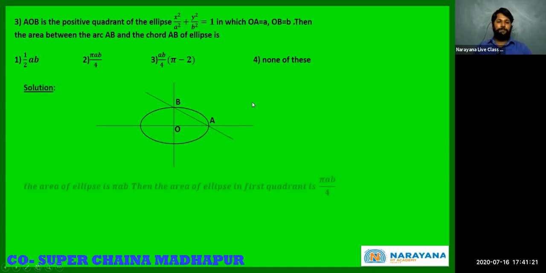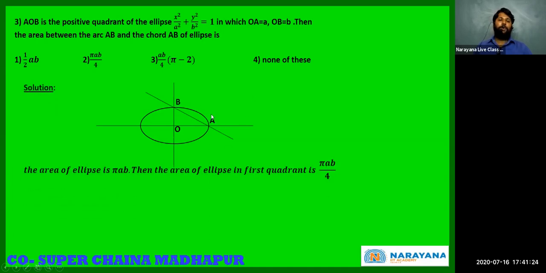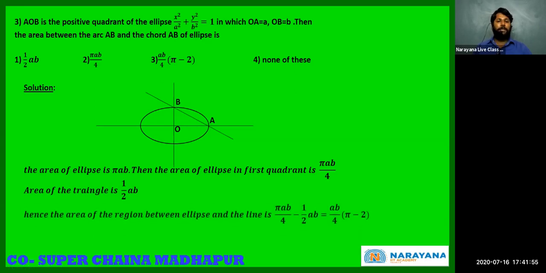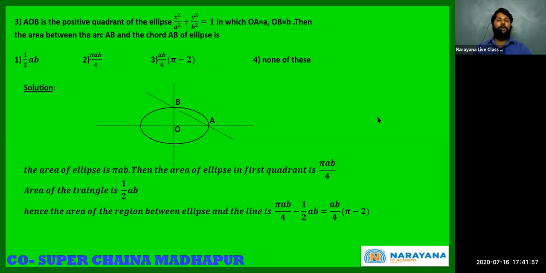Correct? And so we already know that the area of the whole ellipse is pi ab. Correct? Area of the whole ellipse is pi ab. Therefore, area of this quadrant would be pi ab upon 4. Correct? So area of quadrant OAB would be pi ab upon 4. What about triangle OAB? Yes, what is its area? Triangle OAB. We know OA is equal to a, OB is equal to b. Therefore, area of triangle OAB would be half ab. Correct? Half ab. You simply subtract the two, you will have your answer. So area of triangle is half ab. You subtract the two, pi ab upon 4 minus half ab. You have your answer: ab upon 4 into (pi minus 2). Correct?